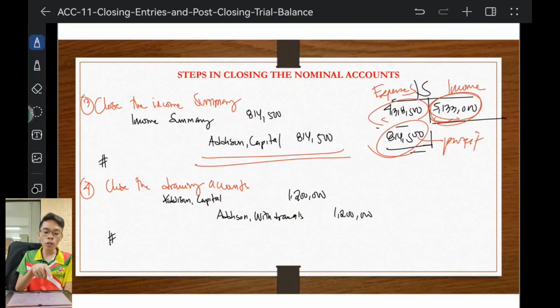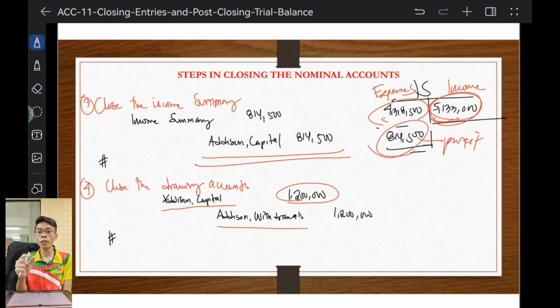And if you notice on the fourth one, we debit Addison capital. It is because Addison withdrawal is a contra equity account. When you say contra equity account, it will reduce your equity. So since it is a withdrawal, it reduces equity, that is why we debit Addison capital. Okay? Are we clear? It's easy peasy and no brainer at all.